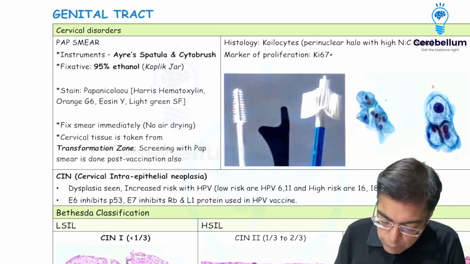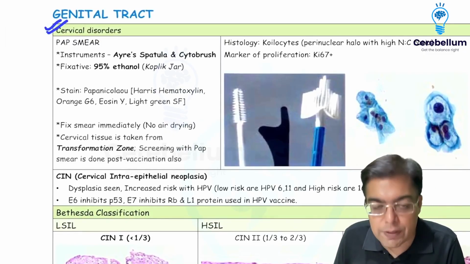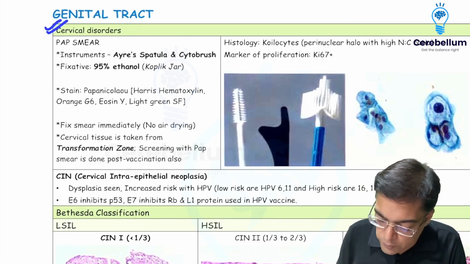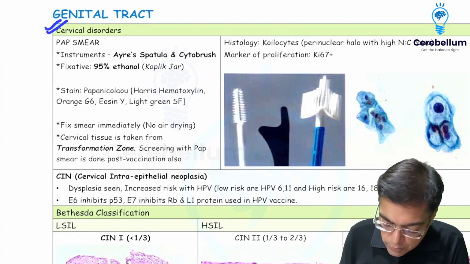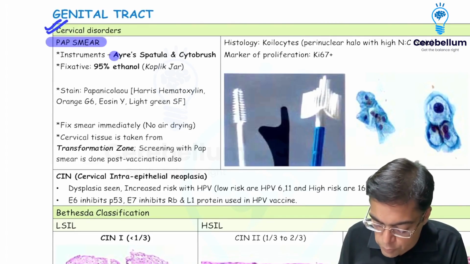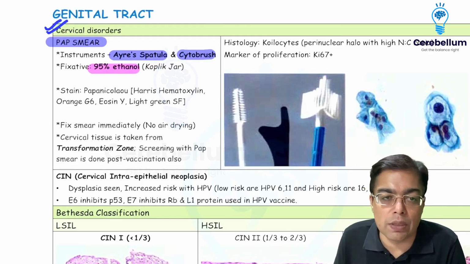The very first disorder, of course, if we are starting off with the female genital tract discussion, is going to be the disorders affecting the cervix. And with respect to the cervix, practical questions which are being asked in the exam, which I believe are likely to be covered with you in gynecology as well, pertain to the pap smear. So we are using an Ayre spatula and cytobrush over here. The fixative question was asked in the exam. This is typically 95% ethanol.